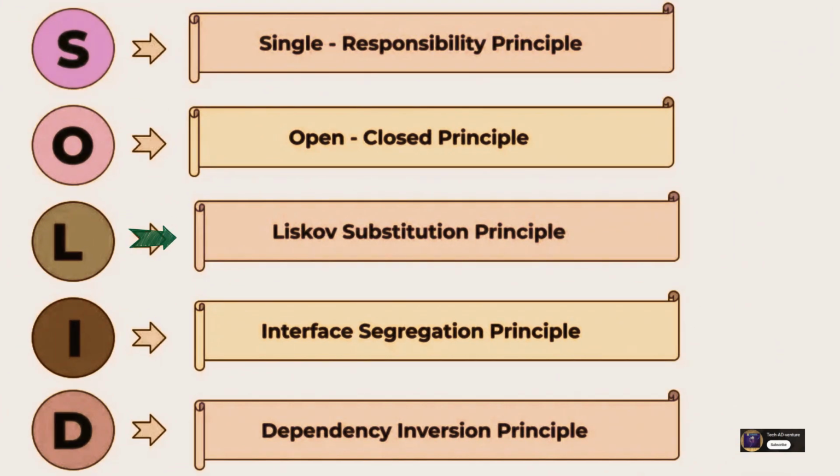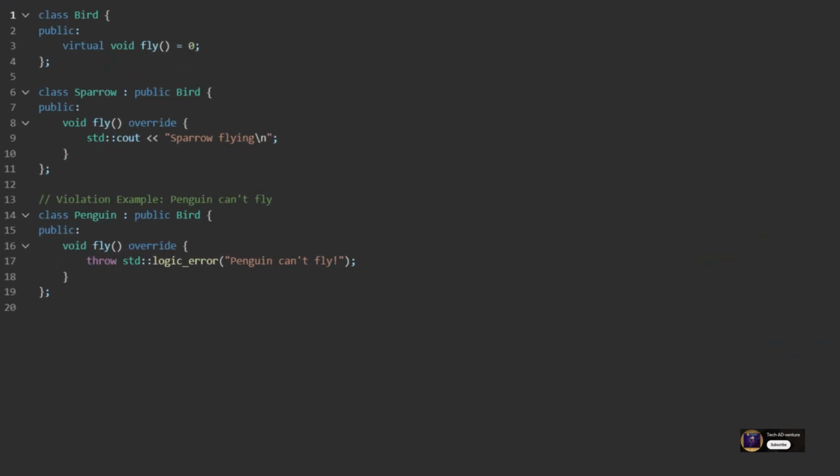L stands for Liskov Substitution Principle, LSP. It states that objects of a superclass should be replaceable with objects of a subclass without affecting the correctness of the program. Example, if you have a base class bird and a subclass penguin, the penguin should be able to replace bird without causing issues. However, if bird has a method fly and penguin cannot fly, this violates LSP. Instead, you should design the hierarchy correctly. Better, use interfaces carefully to avoid inappropriate inheritance.